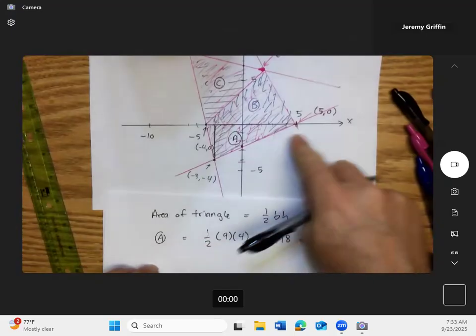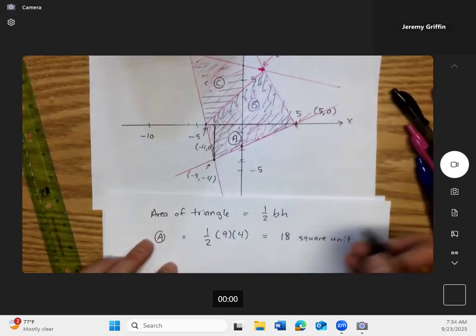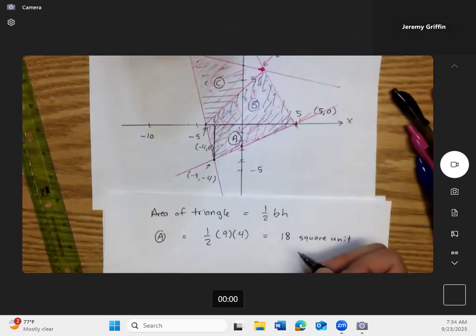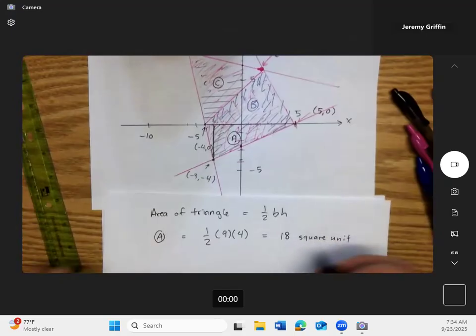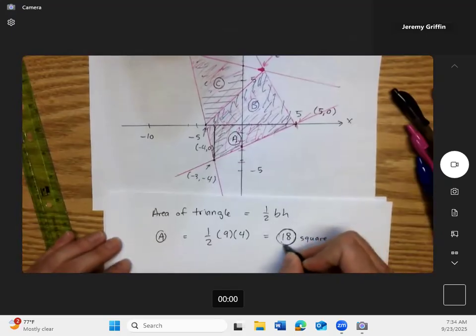Okay. Whatever these units are. If these are meters, this would be square meters, inches, square inches. Okay. So I have one area is 18 of this. Okay. That's this area A right here.